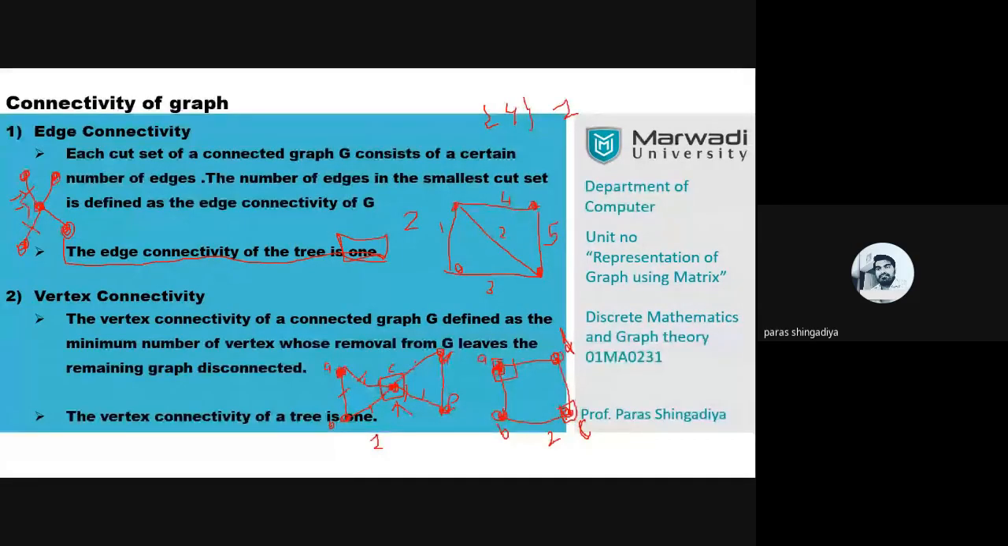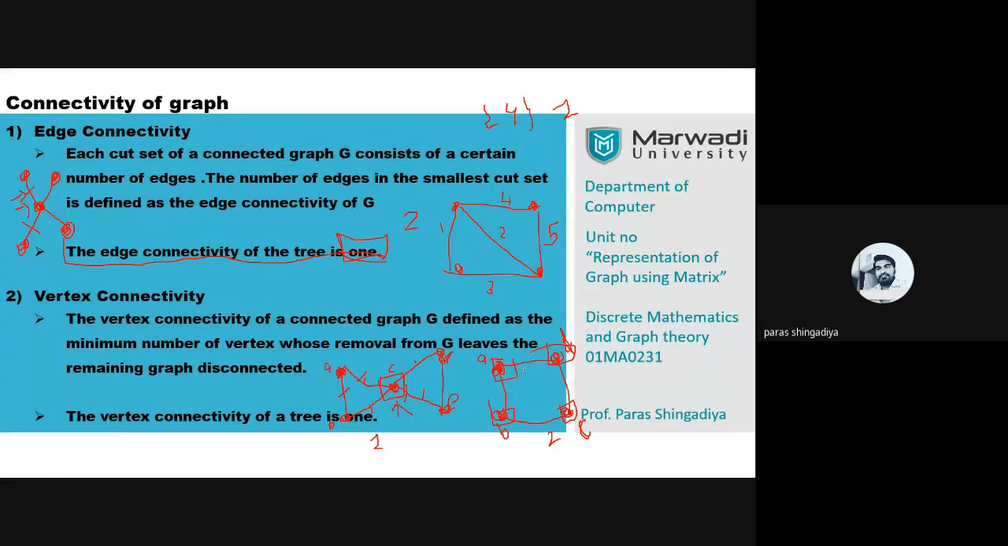But if I remove both A and C from the graph, it is now divided into two partitions. One partition involves only the vertex B, and the second partition involves only the vertex D. So this is a two-partition of the graph. So the vertex connectivity of this graph is 2. By using only one vertex, we cannot make the graph disconnected. We need at least two vertices to make the graph into two partitions.